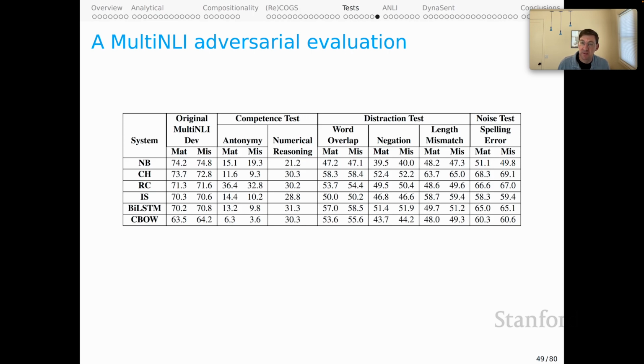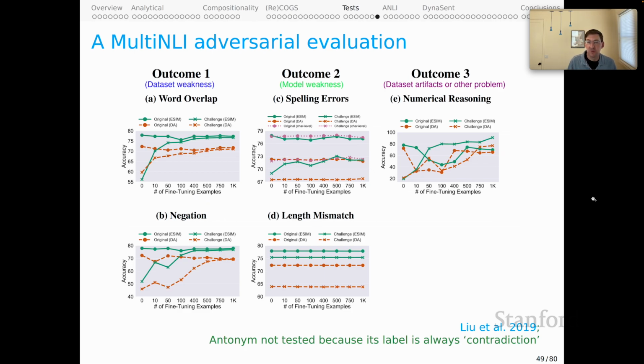But we've seen this data set before. We talked about it when we talked about inoculation by fine-tuning. From the inoculation by fine-tuning paper, 5 of the 6 panels in this central figure are actually from this Naik et al. benchmark. And they tell very different stories. We saw that word overlap and negation were diagnosed as a data set weakness instance, where models had no problem solving those tasks if given enough relevant evidence.